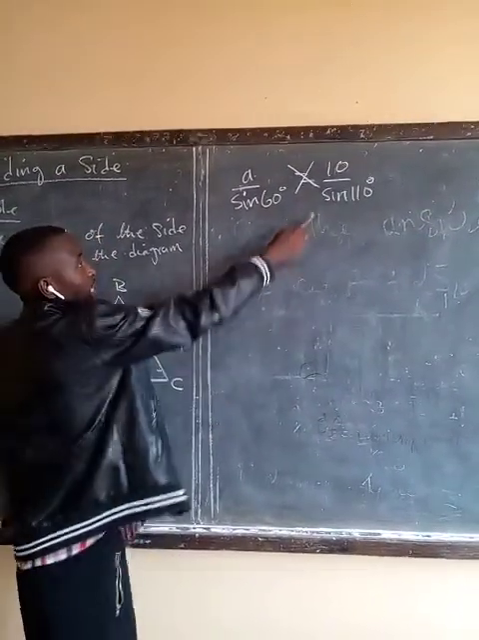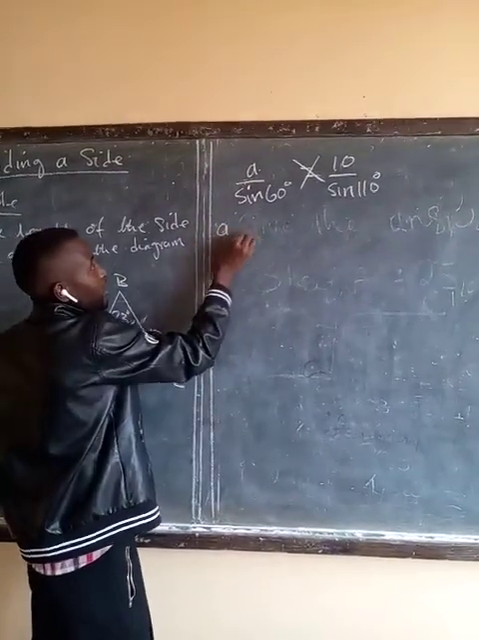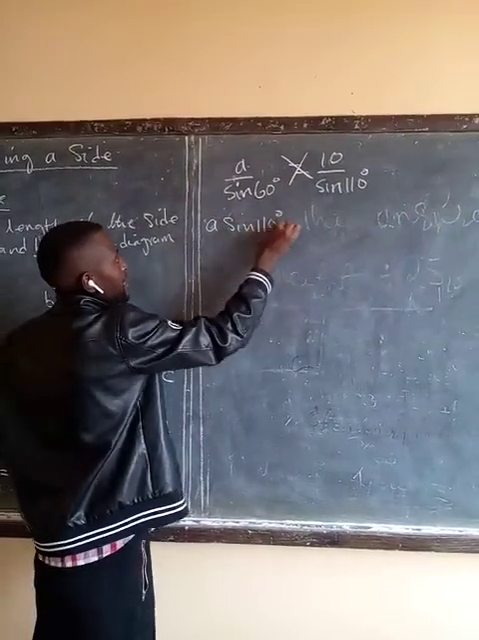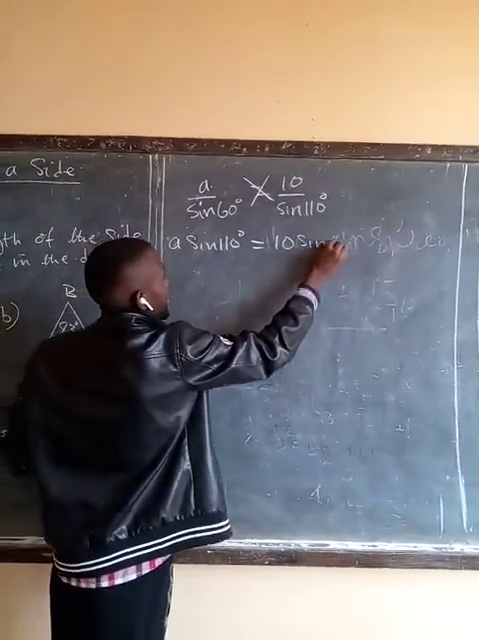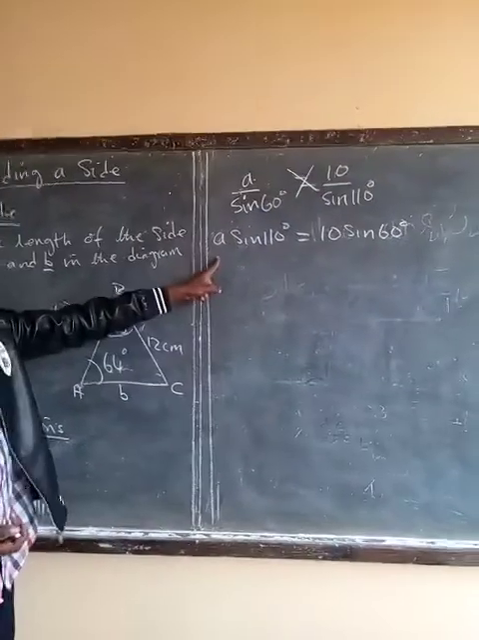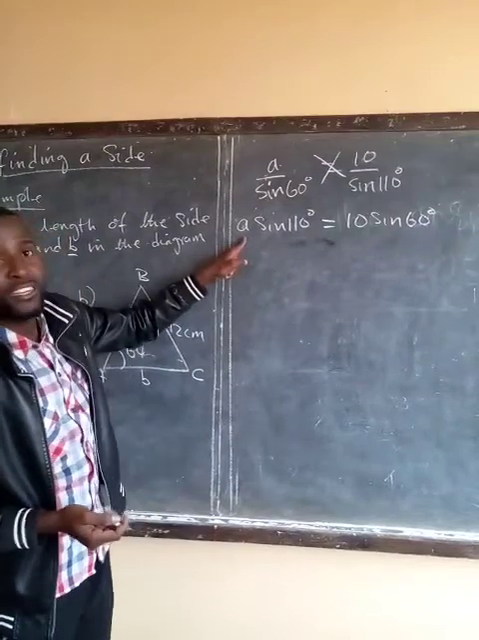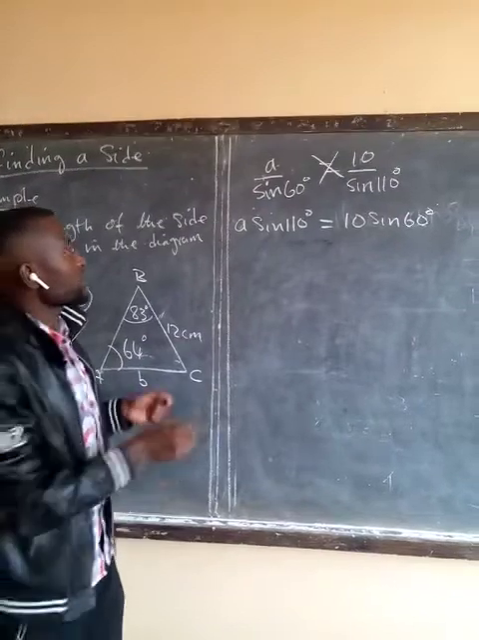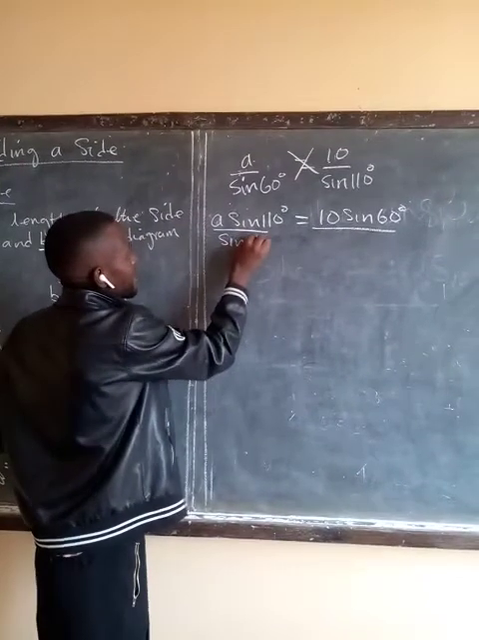So the best thing to do is to start with the unknown side, which is this one. So it will be A multiplied by sine 110 degrees is equal to 10 multiplied by sine 60 degrees. When you reach this stage, the thing you need to consider is, I need A. So make A the subject of the formula by dividing both sides by sine 110 degrees.